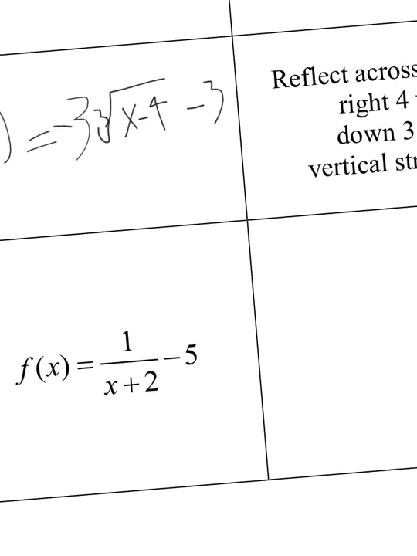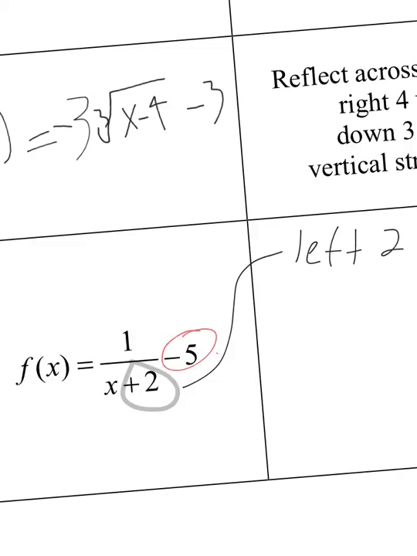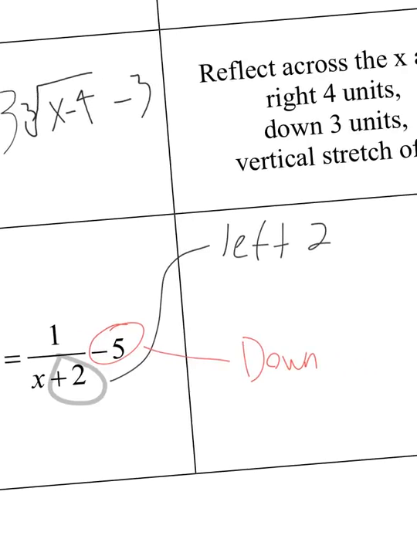Now here we have a plus 2. That's part of the fraction, right? So that counts as being on the inside. So that means it's going to go left 2. All right, and then this minus 5 is on the outside, so that's going to go down 5. You know it's on the outside because it's not part of the fraction. And that's going to wrap this up.